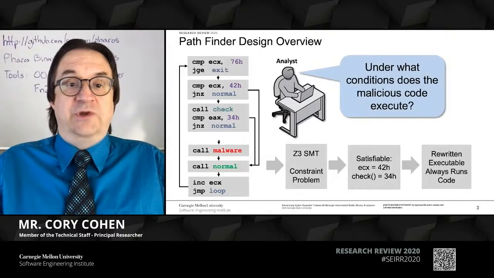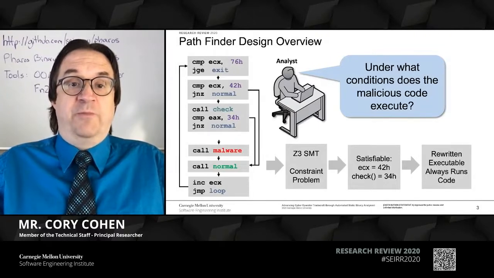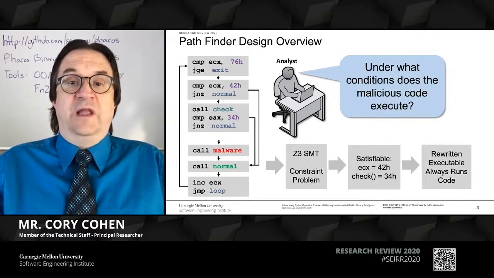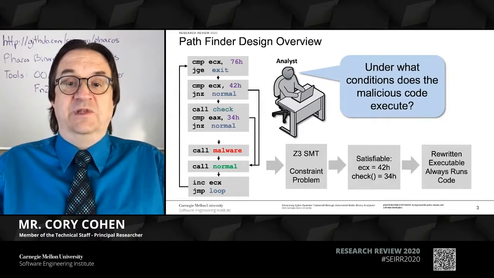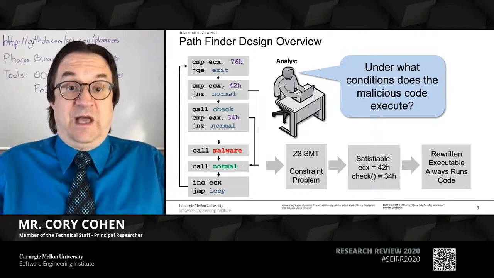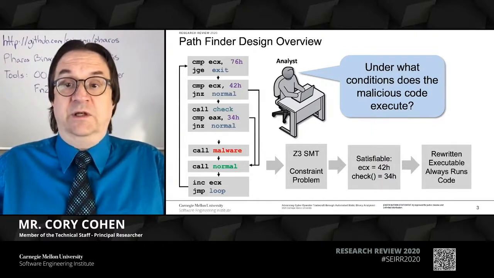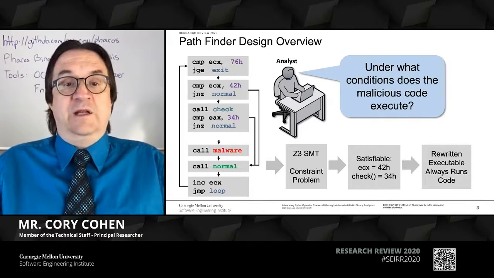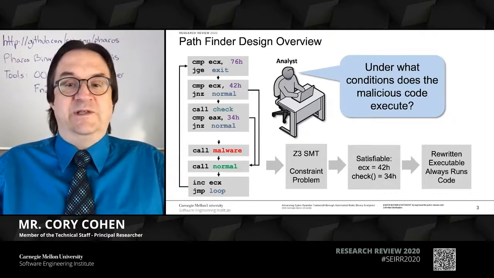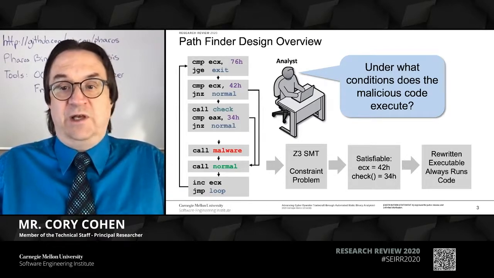This diagram shows the architecture of our proposed pathfinding tool. On the left-hand side is an assembly language listing that has some code that's of interest to the analyst. It might be malware, or it might be a vulnerability that they're interested in demonstrating. And the analyst wants to know, under what conditions does this malicious code or this vulnerability execute?